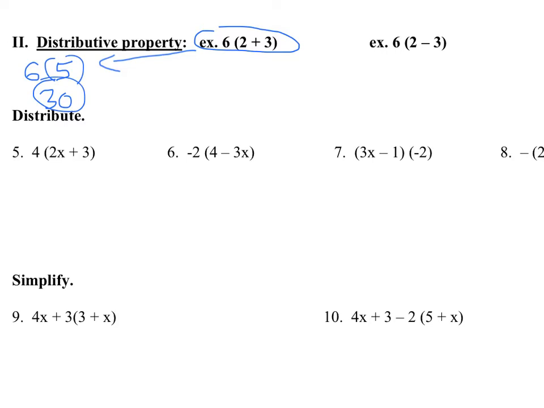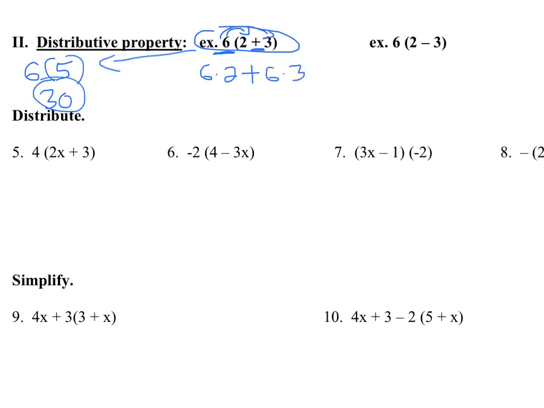What the distributive property says is if I have a quantity on the outside of parentheses, I can distribute this 6 to everything on the inside. So I'm going to have 2 arrows. I'm going to have this 6 times this 2. And then since this is a plus, I'm going to bring down the plus. And then I put the other arrow, and that's going to be 6 times 3.